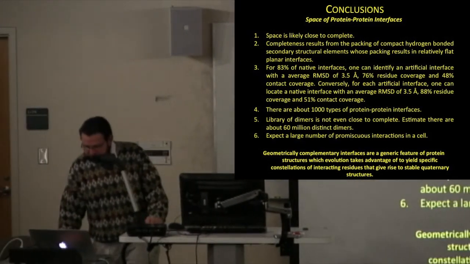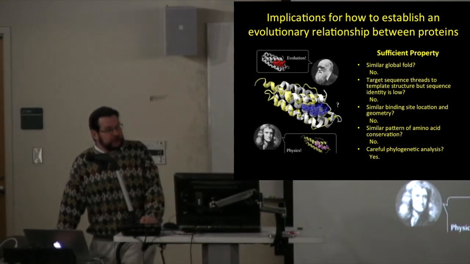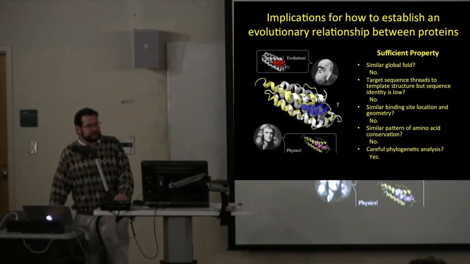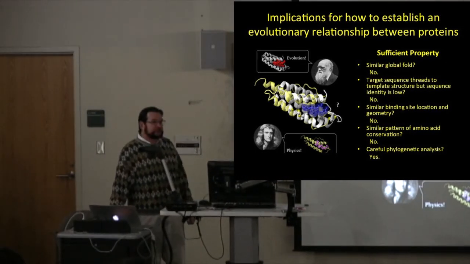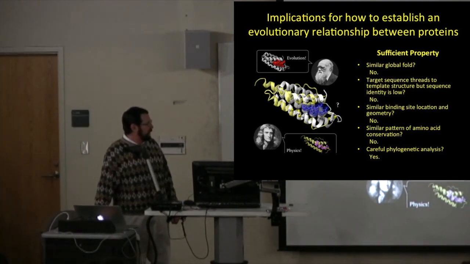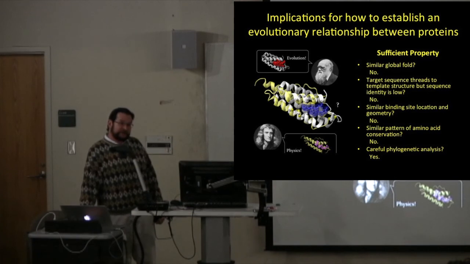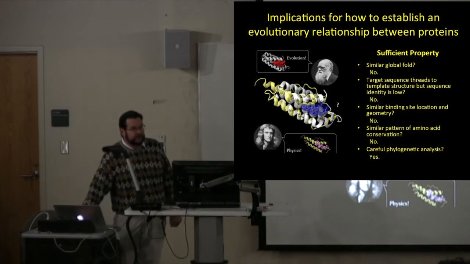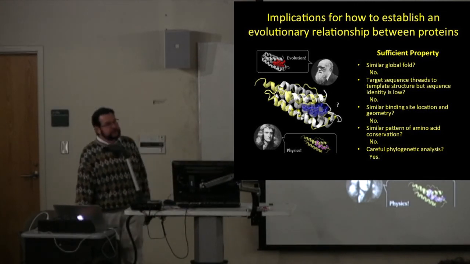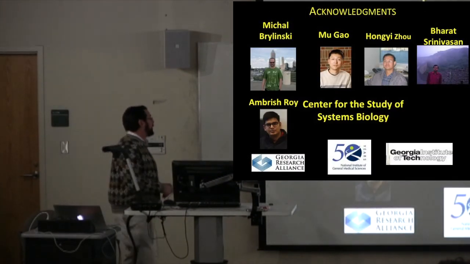So let me just conclude with this. I want to establish, is there an evolutionary relationship between the proteins, artificial and native? Similar global fold? No. Sequence threads? No. Similar binding site? No. Similar pattern of amino acid conservation, unless it's very high? No. Phylogenetic analysis? Yes. So I suspect that a lot of evolutionary relationships between distant proteins may actually not be. I don't know. But for everyone you give me, I can give you counterexamples that look like it and are not, because I know.